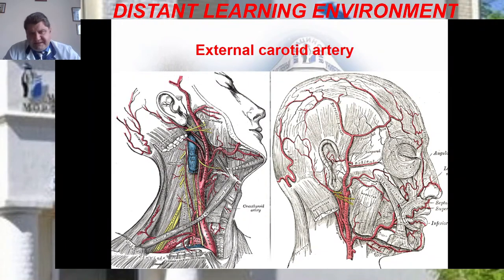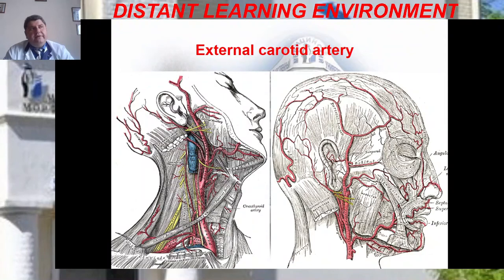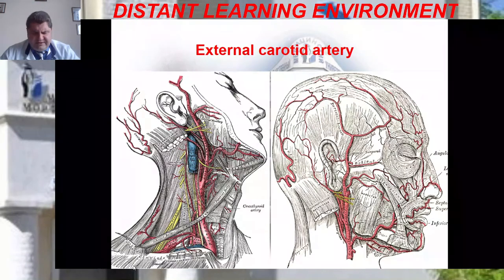There are three groups of branches of the external carotid artery: anterior, posterior, and middle. First we talk in detail about the anterior group. You may see three arteries of the anterior group: the superior thyroid artery, the lingual or tongue artery, and the facial artery. Let's talk in detail about these arteries.